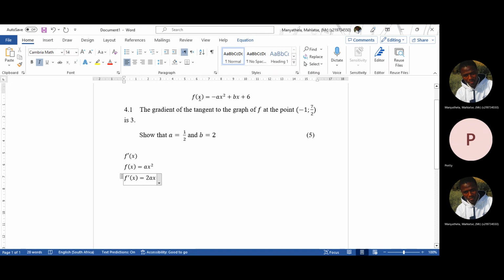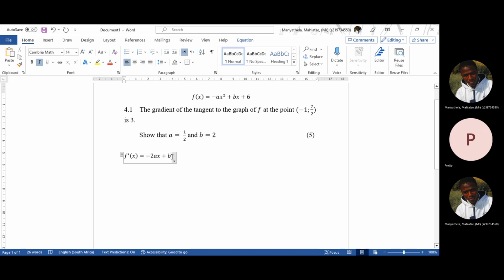So let's derive this whole thing. If you are given something like bx, the derivative is b. The derivative of a constant is 0. Okay, fine. If you agree, let's continue. We are going to have negative 2ax plus b plus 0. When we derive 6 it gives us 0, so we choose not to write it. It doesn't make any difference.